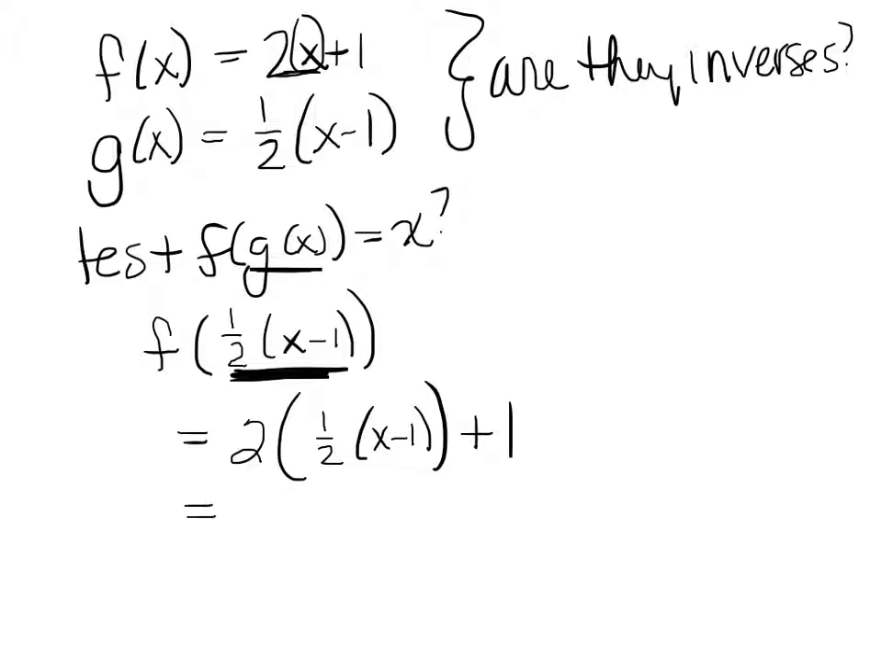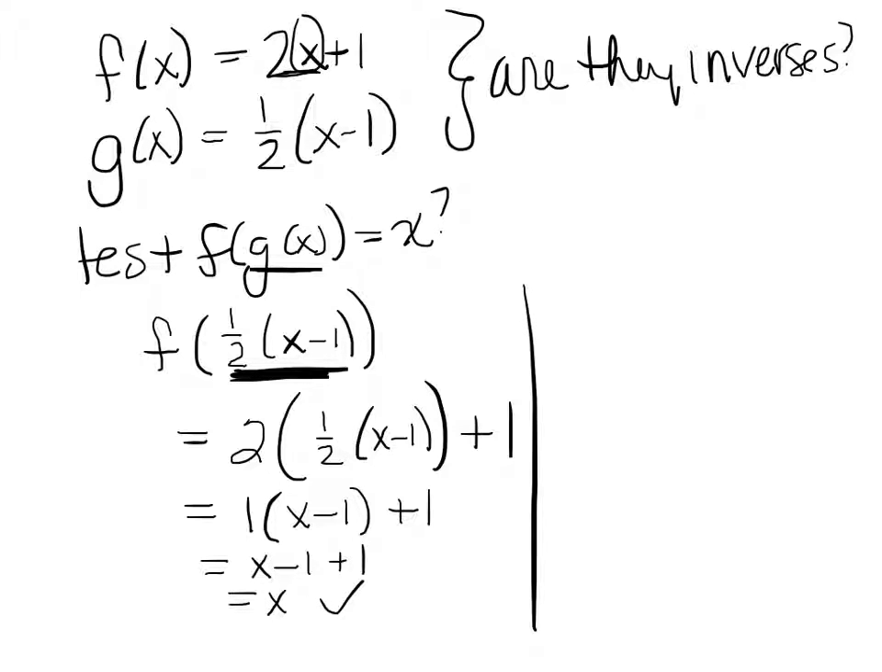Alright, so now I'm going to evaluate this. 2 times 1/2 is just 1. I still have the x minus 1, plus 1. So you're looking at x minus 1 plus 1 is x. So indeed that worked. I took the composite and I got back to plain old x, what I started with. They undid each other. They must be inverses so far. I do have to double check that it works both ways.